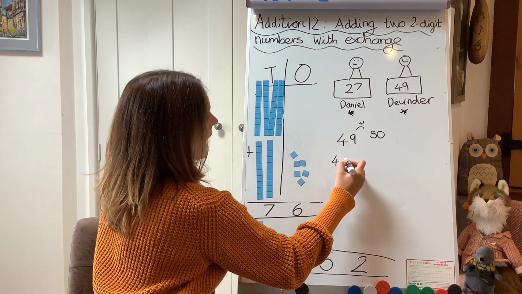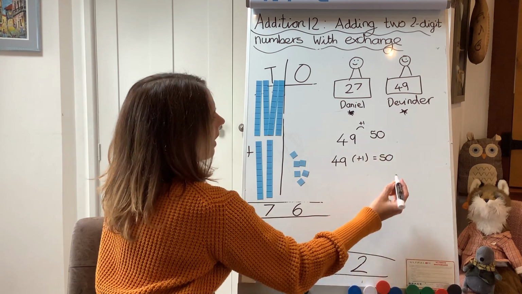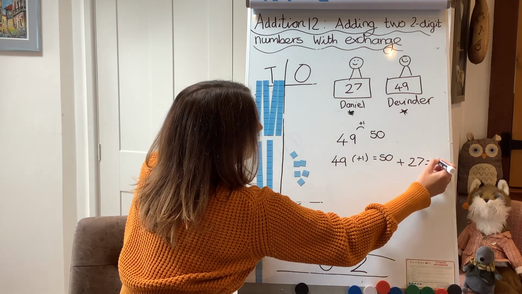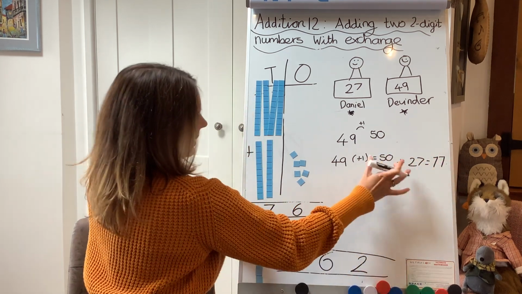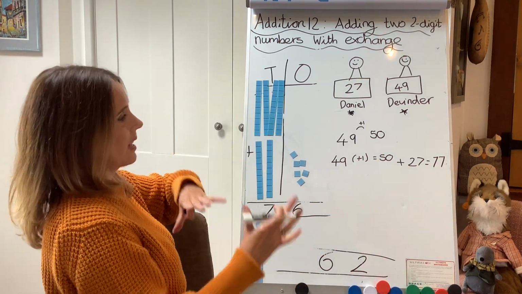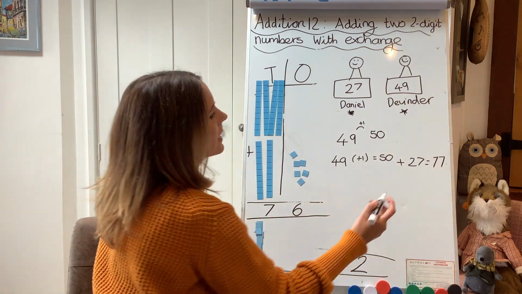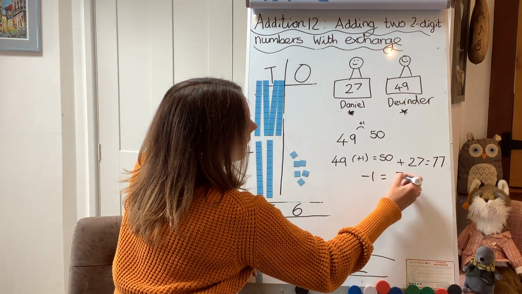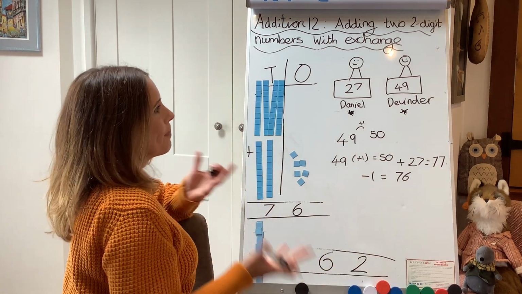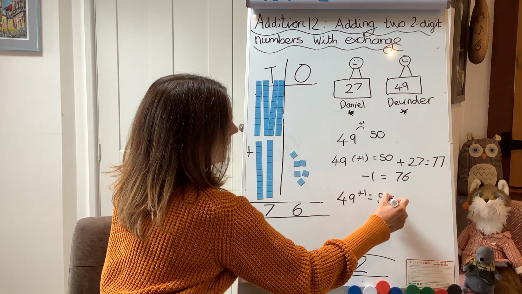We could say 49, add 1 equals 50. And then we add 27, which would equal 77, because it's easy to add on 2 tens and 7, 50, 60, 77. And then because we've added 1 more on than we needed, we just take 1 off, equals 76. Or we balance it by saying 49, add 1 is equal to 50.